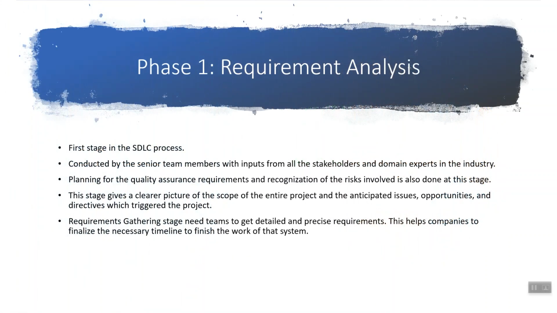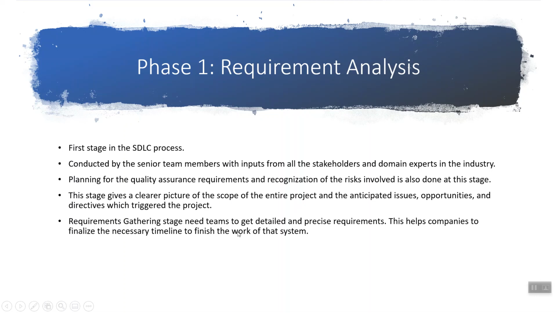The first phase is requirement analysis, which is conducted by the senior team members with inputs from all the stakeholders and domain experts in the industries. Planning for the quality assurance requirements and recognition of the risk involved is also done at this stage. This stage gives a clearer picture of the scope of the entire project and the anticipated issues, opportunities, and the directive which triggers the project.